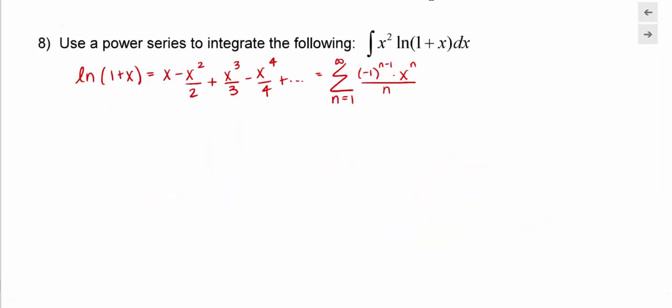Okay. So let's talk about integrating a little bit more here. Let's use a power series to integrate the following. I want to integrate x squared natural log of the quantity 1 plus x dx. I can do this by turning this into an infinite power series and then integrating that series. In the very next one, we're going to use this power series to approximate a definite integral, and I'll put bounds on that one.